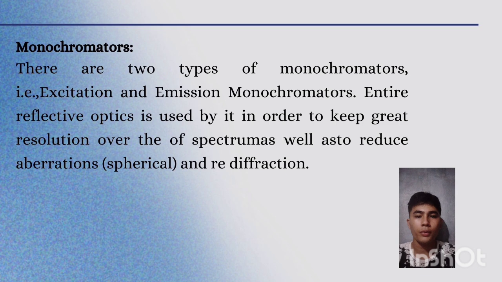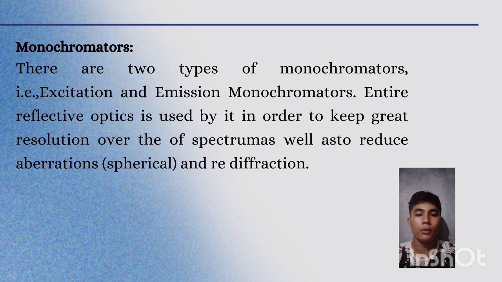So the monochromator is a key component in a spectrofluorimeter. It's responsible for selecting specific wavelengths of light, either for exciting the sample or analyzing the emitted light. There are two types of monochromator used in the system. First is the excitation monochromator. This selects the wavelength of the light that will excite the sample. Second is the emission monochromator. This selects the wavelength of the emitted light that will be measured.